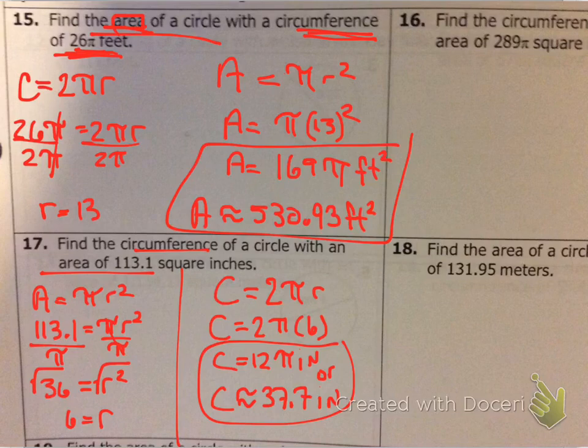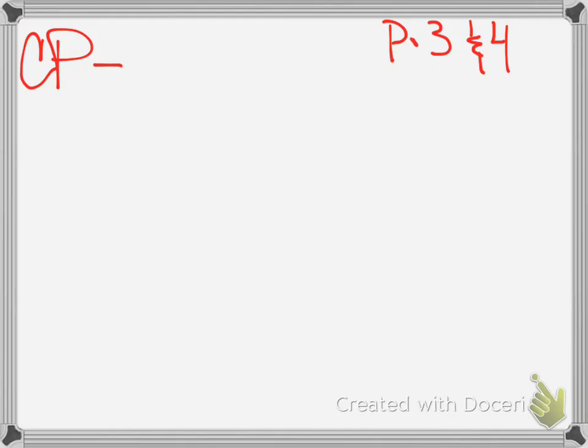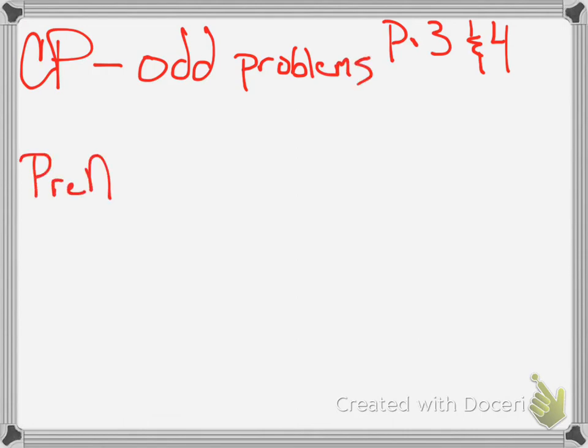Okay, so I'll do this in a simple way for my CP classes' problems. You're going to work on pages 3 and 4, both groups. But for my CP classes, you can do the odd problems, so like 1, 3, 5, 7, like that. And for the pre-AP, you can do all. Okay, but you're working on pages 3 and 4. And kind of go from there.